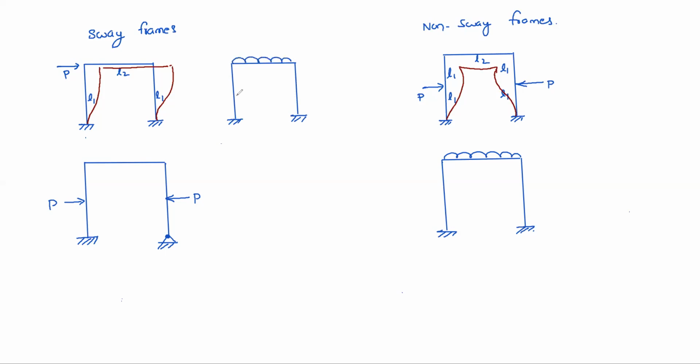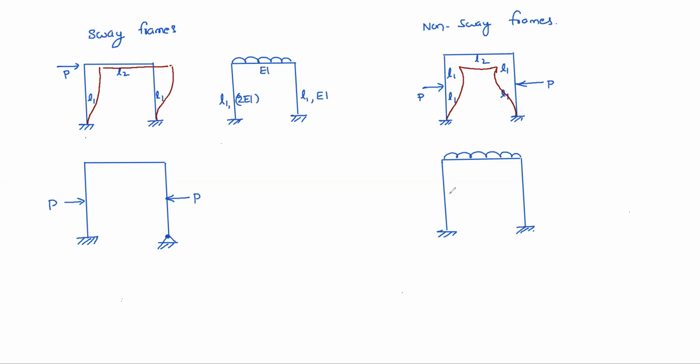See, loading is symmetrical, but suppose this column has 2 EI, same length L1. Here this one is L1 length, but EI. This may be EI. Okay. Then this also is a sway frame because of asymmetry in the rigidity of the structural members. See, the left side column has 2 EI, the right side has EI. That's why it is a sway frame.